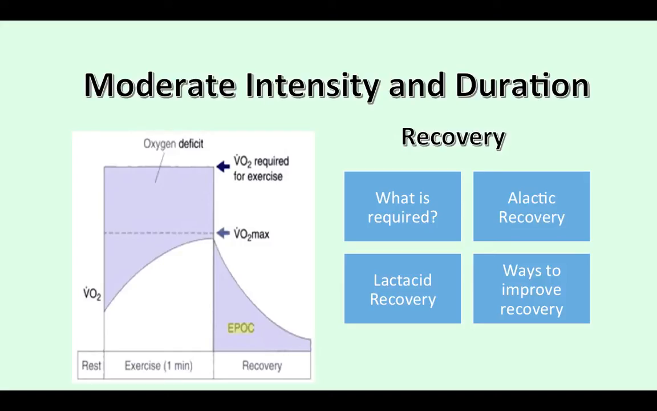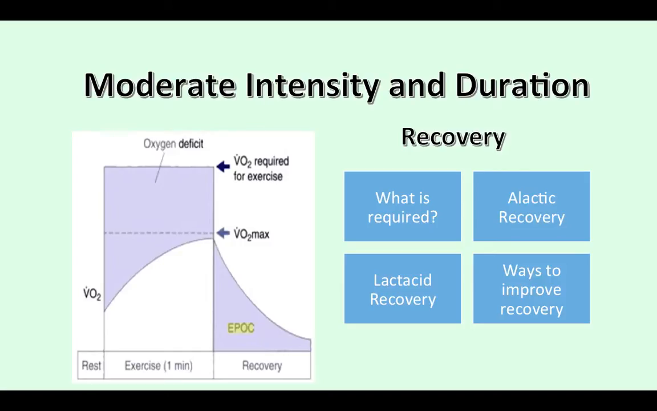Another way lactic acid can be removed from the body is by converting it into glucose. This is done through the Cori cycle, which is where lactate is carried in the blood to the liver, where it can then be converted into pyruvic acid before being converted to glucose, which can be stored in the liver or muscle tissue as glycogen, and then later be used as a fuel source for the lactic acid system.